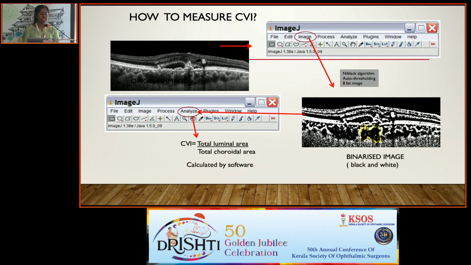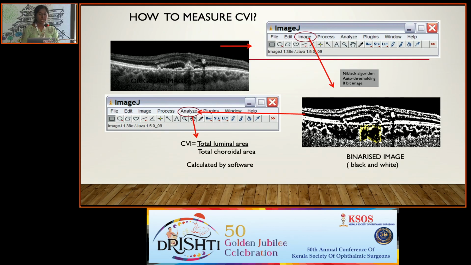Now, how to measure choroidal vascularity index? For this, we used ImageJ software. First, the OCT image is exported into ImageJ and analyzed. We used an algorithm known as the Niblack algorithm. Using it, we obtained an 8-bit image, which is then a binarized image.